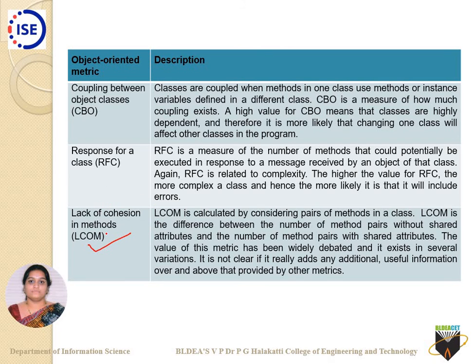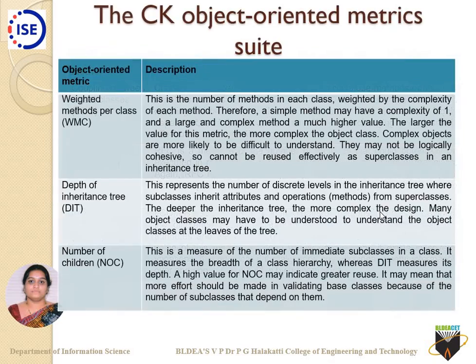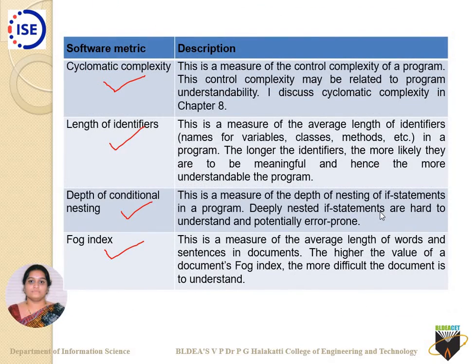Cohesion is related to coupling here. It is calculated by considering pairs of methods in a class. Lack of cohesion in methods is the difference between the number of method pairs without shared attributes and the number of method pairs with shared attributes. That defines the cohesion of methods. I speak about the coupling which exists between the attributes lying in a particular class and the methods defined along with them. So this is all with respect to metrics, or software measurement.